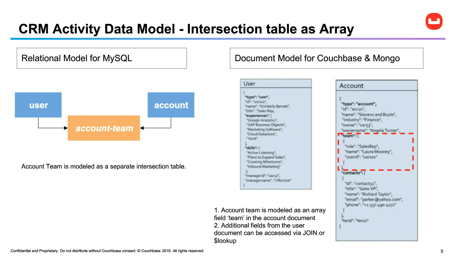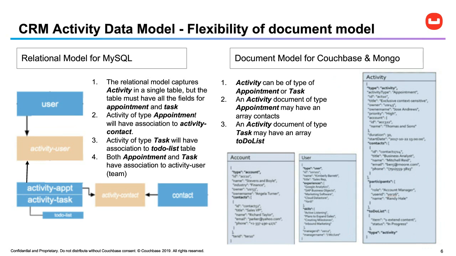The third area here is actually probably the most powerful concept of the document model. If you look at activity, an activity can be of a type appointment or task. An activity can also have a number of users, because of the concept of a team there, and if it's a meeting, you will have a lot of associations to contacts. That is how it is represented in the relational model. Not to mention that when an activity is of type task, you can have a list of to-do items, for example, what's next, an action item, and that kind of thing. So in the relational model, it is captured in a single table, like an activity table.